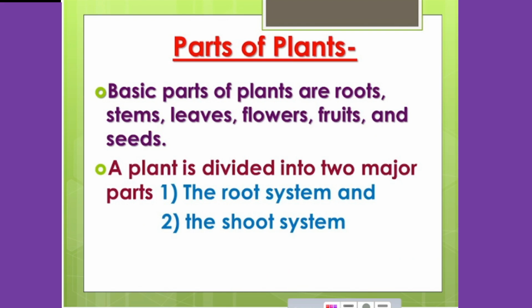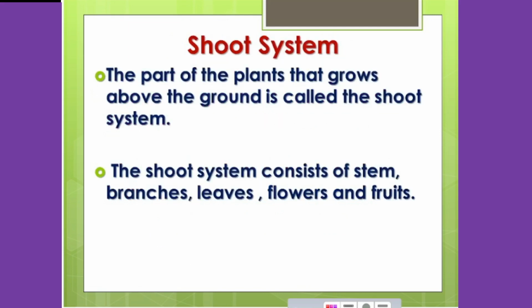A plant is divided into two major parts. First one, that is root system, and second one, that is shoot system. So shoot system means what? Shoot system means the part of the plant that grows above the ground is called shoot system.